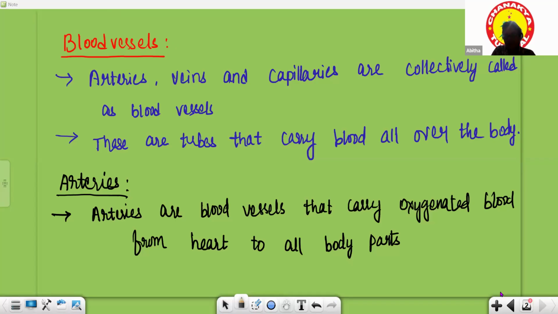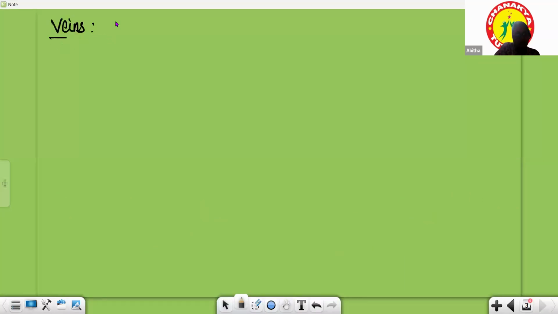Done? Yes, ma'am. Okay, so the next one is the vein. So what are veins? Veins also carry blood, but what kind of blood? They carry deoxygenated blood. Deoxygenated means there is no oxygen in that blood. It collects that deoxygenated blood from all the body parts and takes it to the heart for oxygenation, for purification.